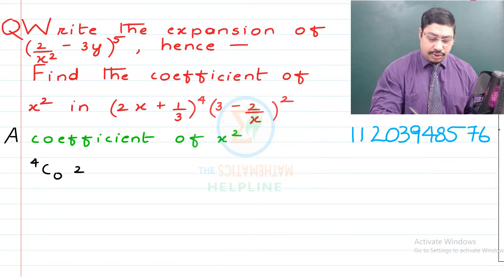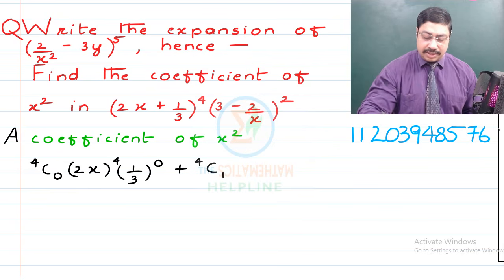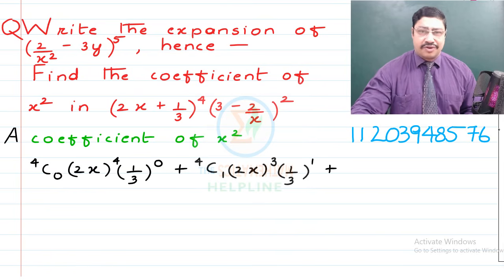4C0 2x raised to the power 4, 1 upon 3 raised to the power 0, to which is added 4C1 2x raised to the power 3 and 1 upon 3 raised to the power 1. You all know how all of this is coming, because that has been discussed as a formula as well as also as a mnemonic. That is a trick by means of which you can remember this and understand this.